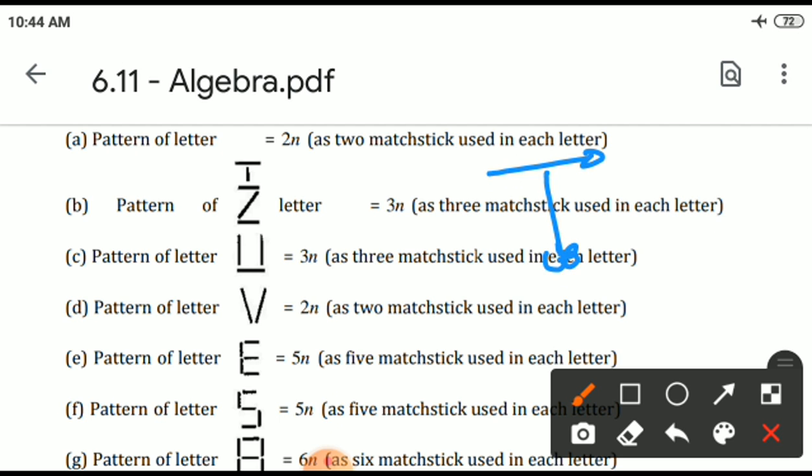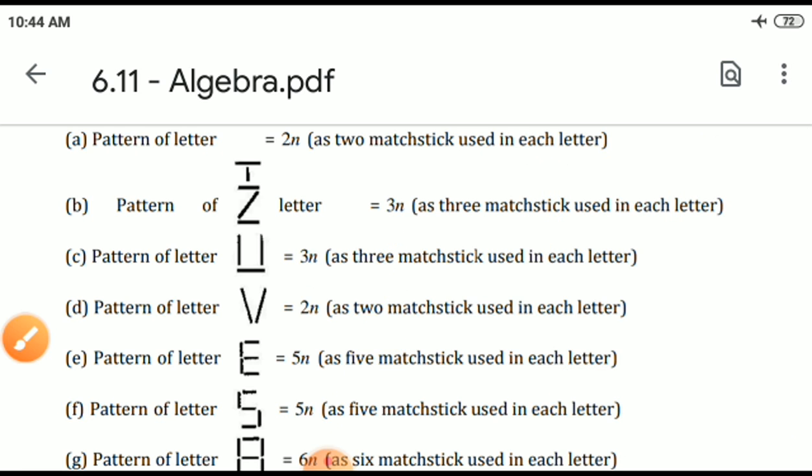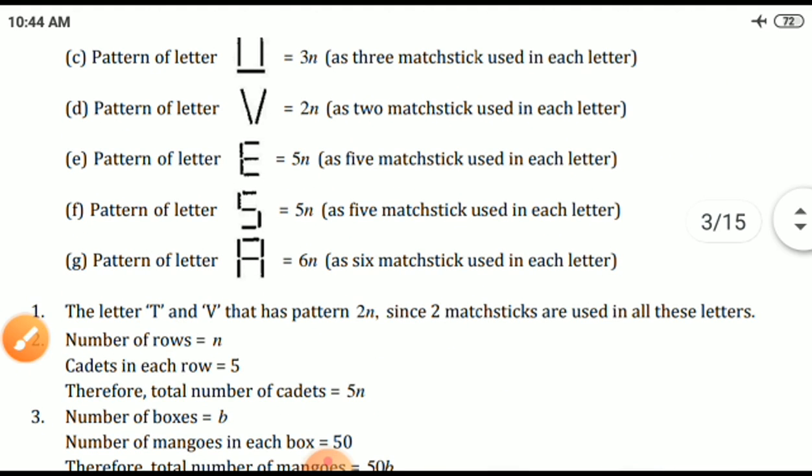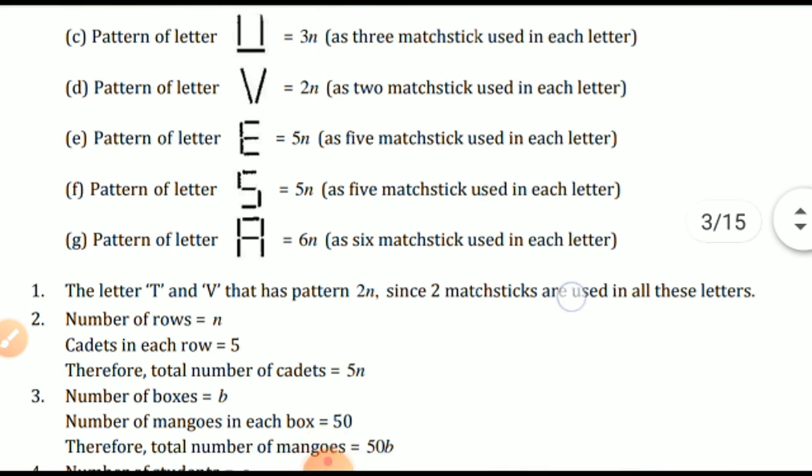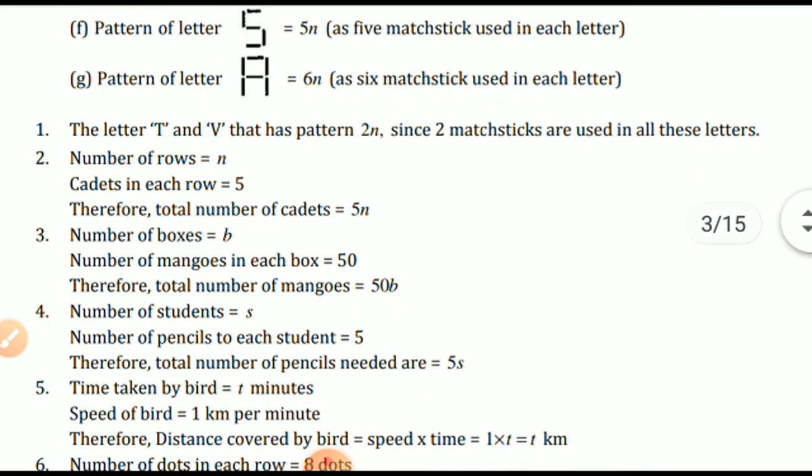Look at the Z. How many are needed? 3n. For 1 T, 1. For second T, another second also needed. Isn't it? For Z, 1, 2 and 3 matchsticks are needed. For U also 3 are needed. V 2. E needs 5. S also needs 5. A needs 6 matchsticks. Yes, my dear students, these are so simple questions. We are not wasting time on these types of questions. The letters T and V have the pattern 2n. L also has 2.